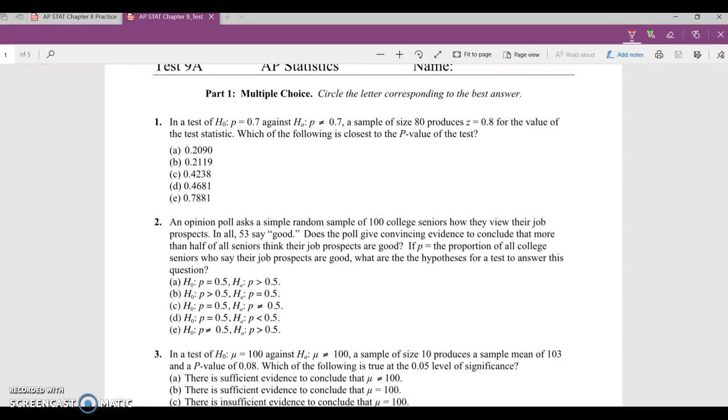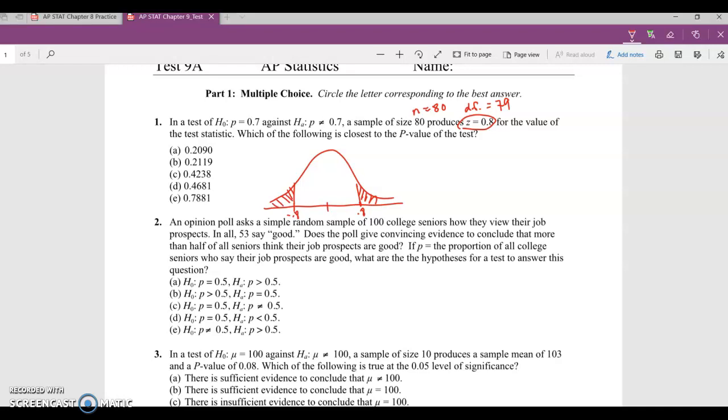All right, we've got a test of the hypotheses p equals 0.7 versus p is not 0.7, so it's a two-sided test. Sample size is 80, so our degrees of freedom are 79. And we get a test statistic of 0.8. So maybe I don't need to worry about degrees of freedom if we're dealing with a z test. So, since it's two-sided, I have to consider everything above 0.8 and everything below negative 0.8. If I calculate one of these, I can just double it.